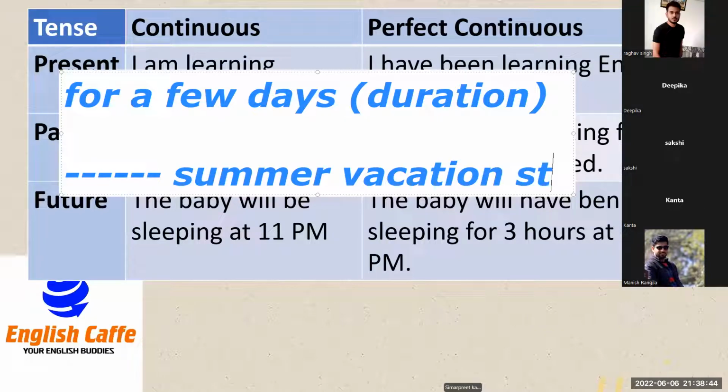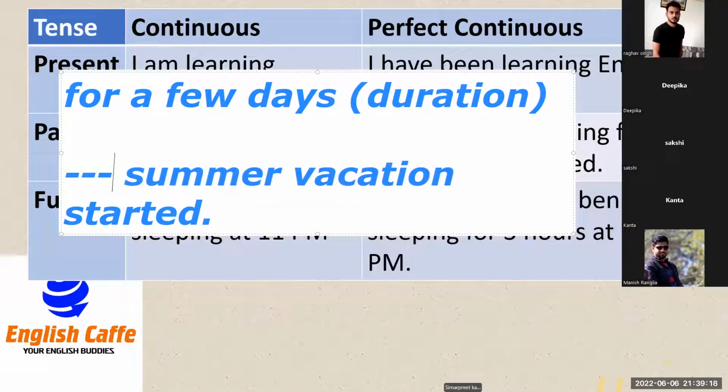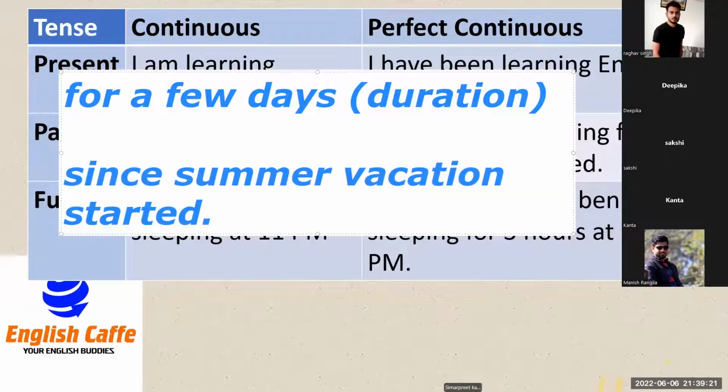Now, let me ask you the next one. So, dash summer vacation started. Will you say since or will you say for in this situation? You have to think, is it a duration I'm talking about or is it a starting point I'm talking about? Okay. Yes, I agree with you guys. We will use since here because hum kya bol rahe hain? Jis din se wo summer vacation start hue. So we are referring to a starting point. We'll use since because here we're talking about a starting point. That's the logic you're going to follow.